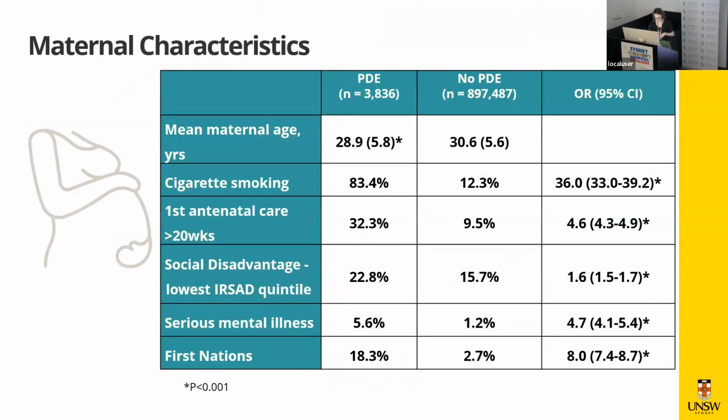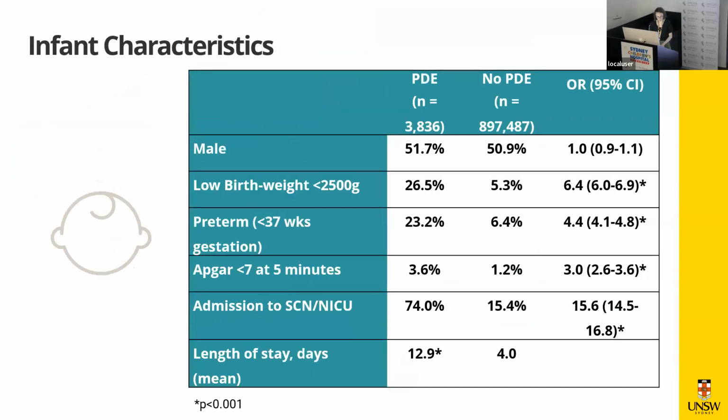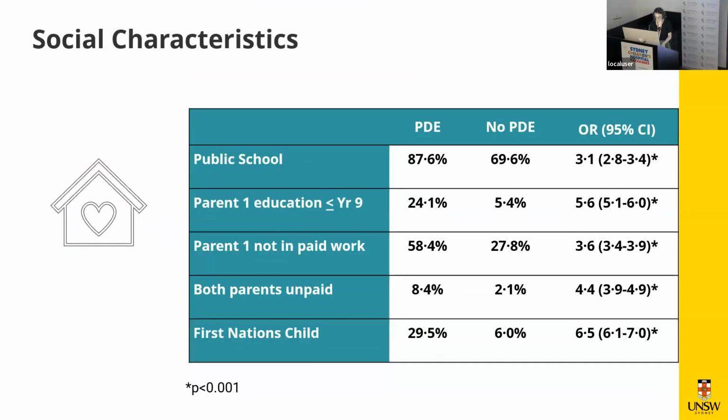There were important differences between the PDE and non-PDE population, and mothers of children with PDE were younger, more likely to have poor antenatal care, serious mental illness, to smoke, to face social disadvantage, or to be of First Nations background. Similarly, infants with PDE were more likely to be low birth weight or born premature, to have lower APGAR scores, and require admission to neonatal intensive care with a longer length of stay.